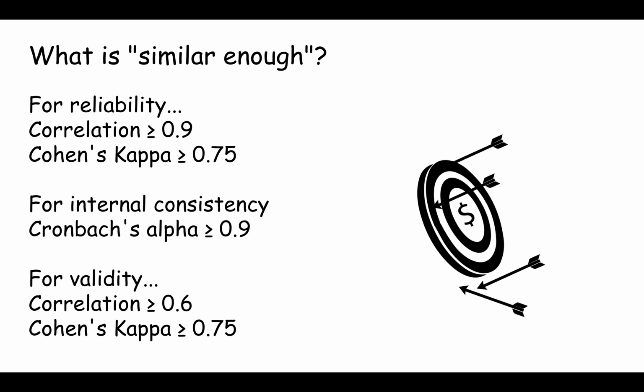For Cohen's kappa, the equivalent is greater than 0.75. For internal consistency, if you use Cronbach's alpha, you're looking for a consistency greater than 0.9. For validity, where we're using two different instruments, we have lower expectations for agreement. So high validity is a correlation of greater than 0.6. For Cohen's kappa, we keep the same 0.75.